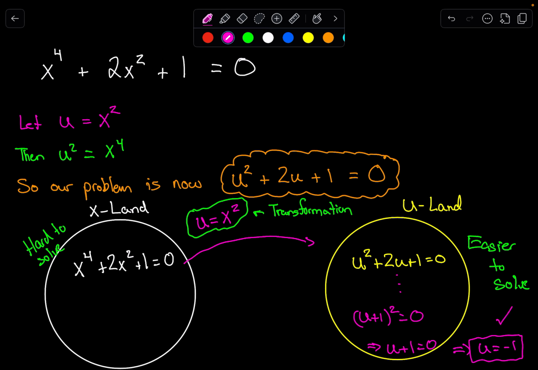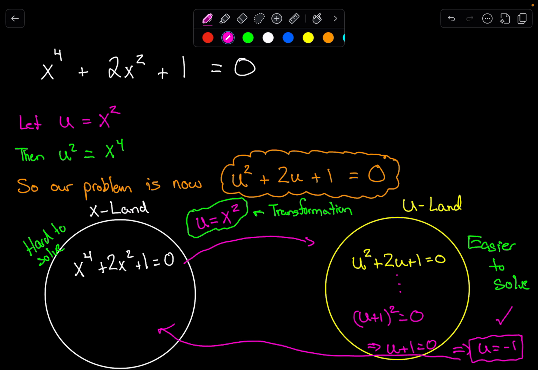We have the original, and we transformed it to look a little bit different. It's still the same problem, just dressed up a little differently. And we solved it. So what's the last thing that we need to do? Well, we didn't start off in u-land. We started off in xland, and the people we're trying to give this answer to live in xland. So we need to go backwards, back over here.